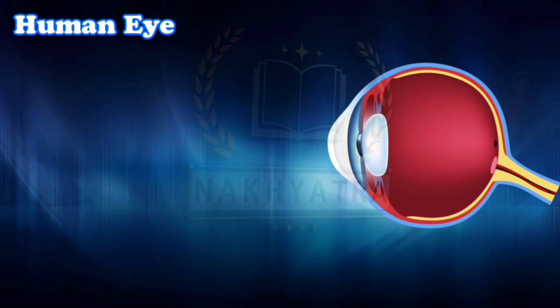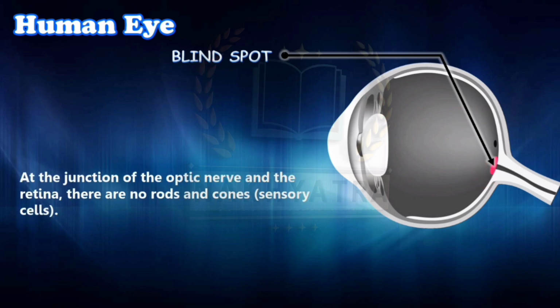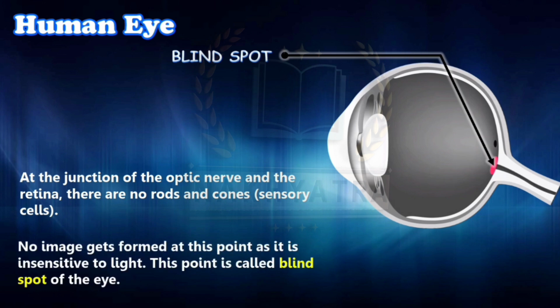Next, see, as you can see here, there is a spot. So this spot is known as blind spot. At the junction of the optic nerve and the retina, there are no rods and cones. That means there are no sensory cells. So no image gets formed at this point as it is insensitive to light. This point is called blind spot of the eye.